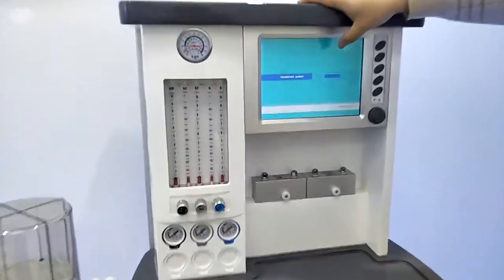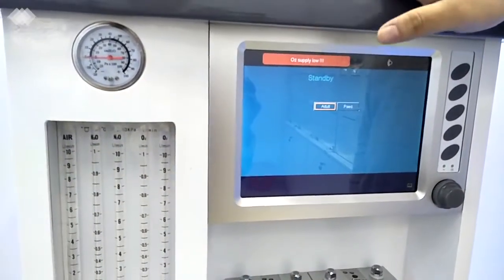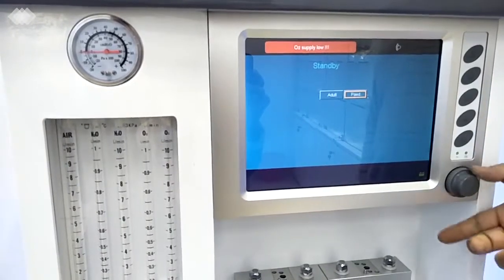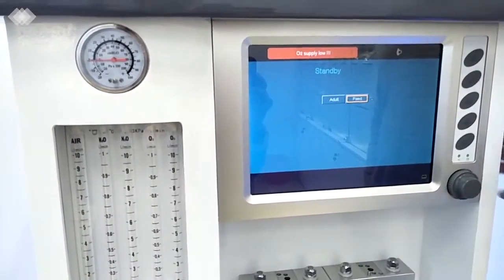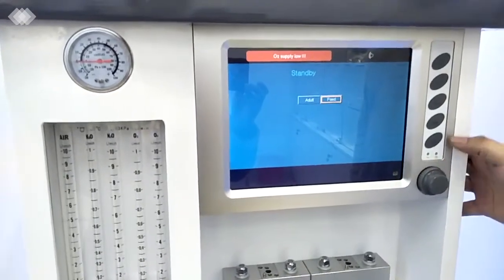We will see the machine first get into the self-testing function, to protect the machine and also prevent damage to the patient. Then we will enter into the adult and pediatric choosing interface. And under the pediatric mode, we can also use it for neonatal patients above 2 kg.